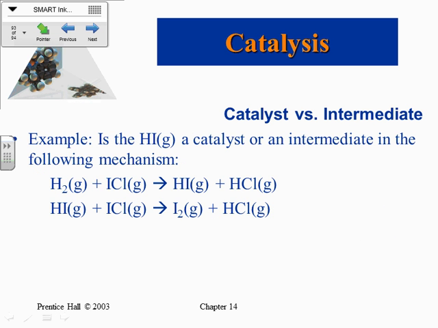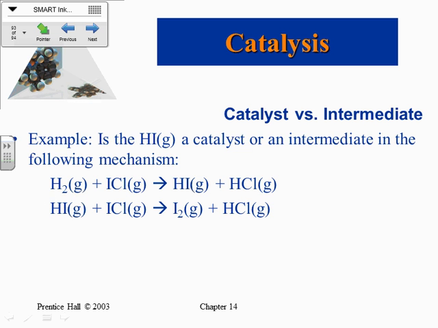Okay, so another example, and they'll just ask you this question straight out. And again, I'll give you some practice on this. It's an easy question, so I think you should be able to get it. Is the HI a catalyst or an intermediate in the following mechanism? Again, you just look at it. HI is formed in the first step, used up in the second step. So if I write the overall reaction, it's like it was never there.